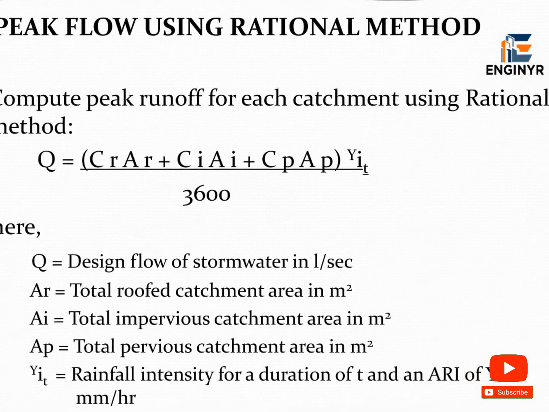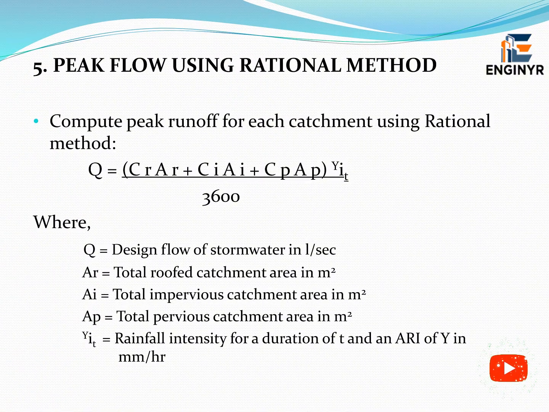Step 5. Peak flow. Using rational method. Compute the peak runoff for each catchment using the rational method. Q equals the sum of CR times AR, CI times AI, and CP times AP multiplied by the rainfall intensity divided by 3,600, where Q is the design flow of stormwater in liters per second, AR, AI, and AP are the roofed, impervious, and pervious catchment areas in square meters, and I(Y,T) is the rainfall intensity for a duration T at an ARI of Y in millimeters per hour.